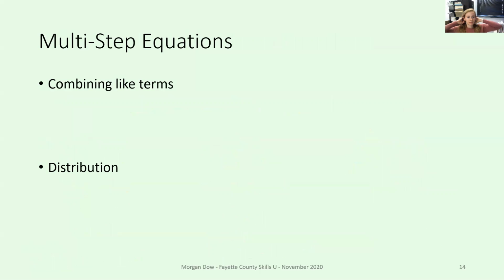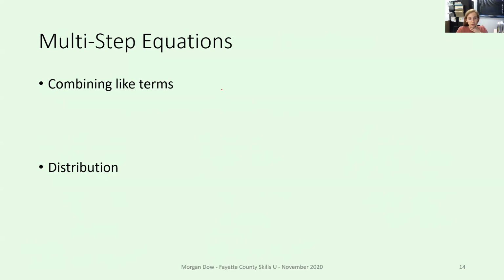Okay, so you may encounter equations that are more complex than a one-step equation or a two-step equation. In that case, there's a couple of other things that you might need to take care of. And so those other things are combining like terms and distribution. I'm going to give you an example of each of those.